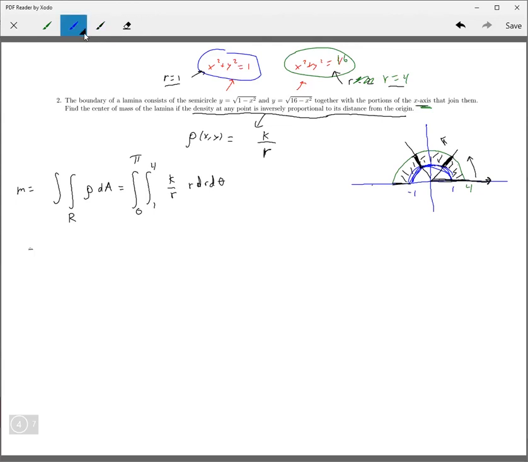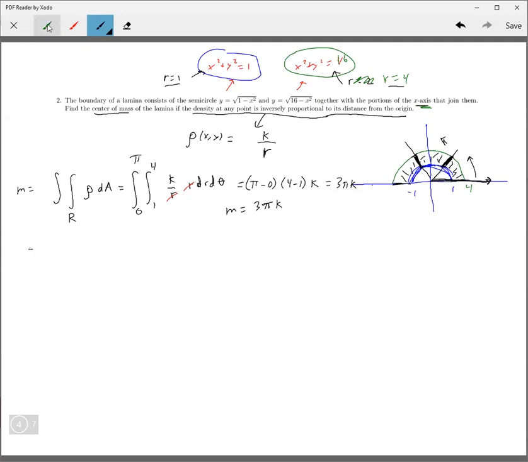Okay, this is interesting. Check this out. The r's cancel. You just have k dr d theta, so you just have a constant. So the integral just becomes this. That's 3 pi k. So the mass is just 3 pi k. Unfortunately, it doesn't say to find the mass, we just have to find the center of mass. But you have to find the mass to find the center of mass, so that's helpful.